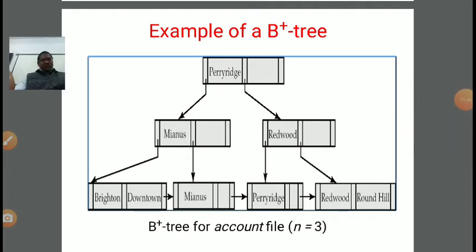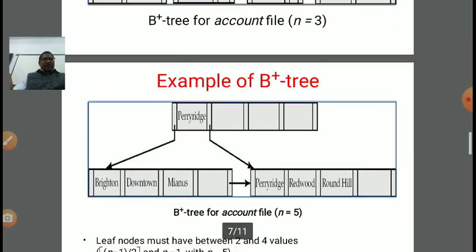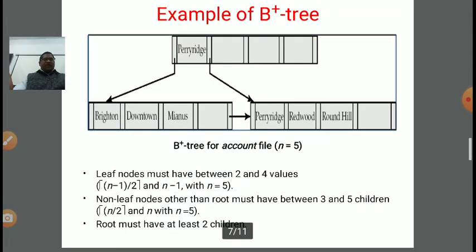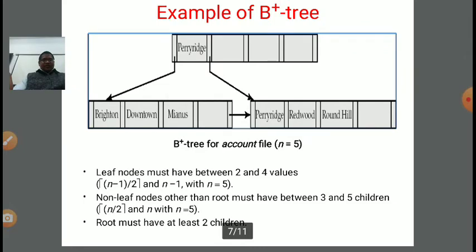Now, this is a B plus tree for the account file with n equal to 3. N is the number of pointers, or number of children. Next is an example of a B plus tree with n equal to 5. For the account file with n equal to 5, the leaf node must have between 2 and 4 values, because, as all of you know the formula, n equal to 5. The possible leaf node values are from the ceiling of n minus 1 by 2.